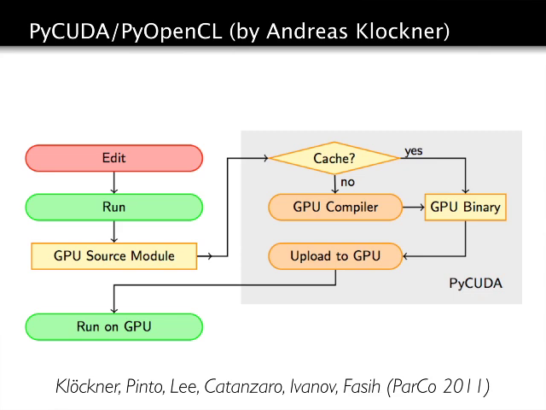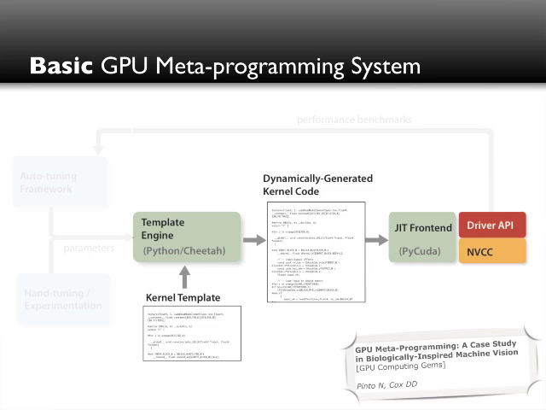So our basic GPU metaprogramming system looks like this. We have a template engine in Python that will get a kernel template that you program. You generate tons of them and compile them, get some performance metrics, and try to understand how the hardware works and get better and better performance out. So the kernel template may look like this.